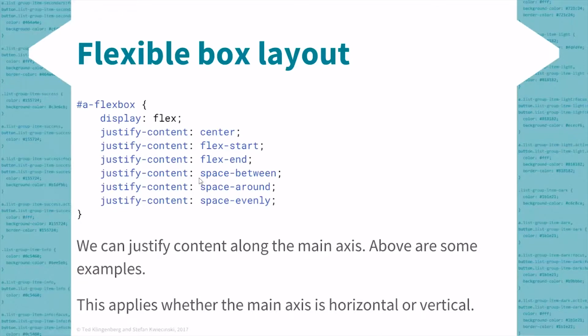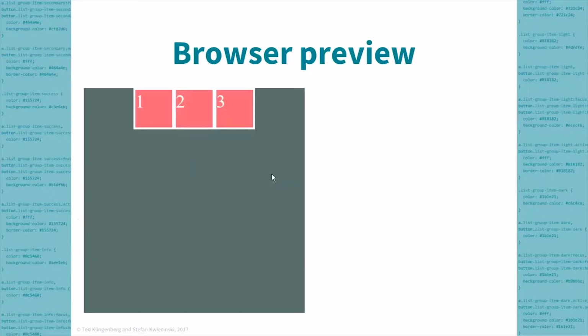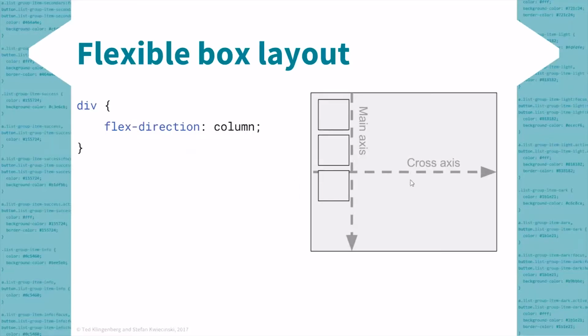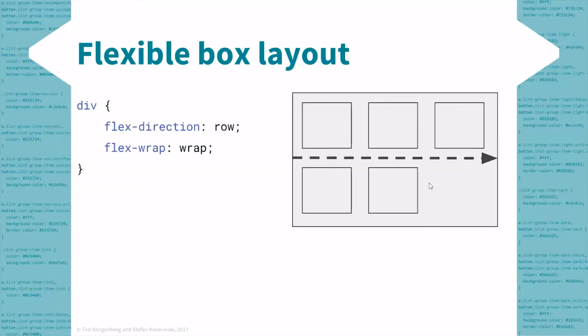Whether that main axis is flipped going in the column direction, that's just top to bottom, or if it's going left to right, it's still going to justify it along the main axis. And that's why we don't call them the X and Y axes, because these axes are going to flip. Sometimes the main axis is this way, sometimes the main axis is this way. Sometimes they flip around, and that's why we call them main and cross rather than X and Y.